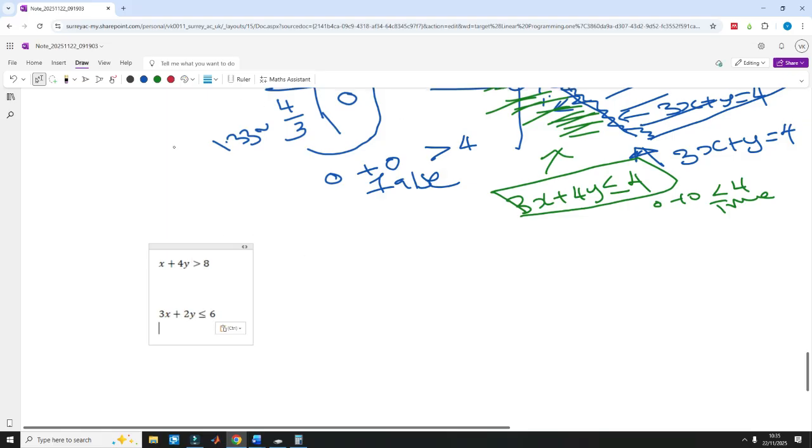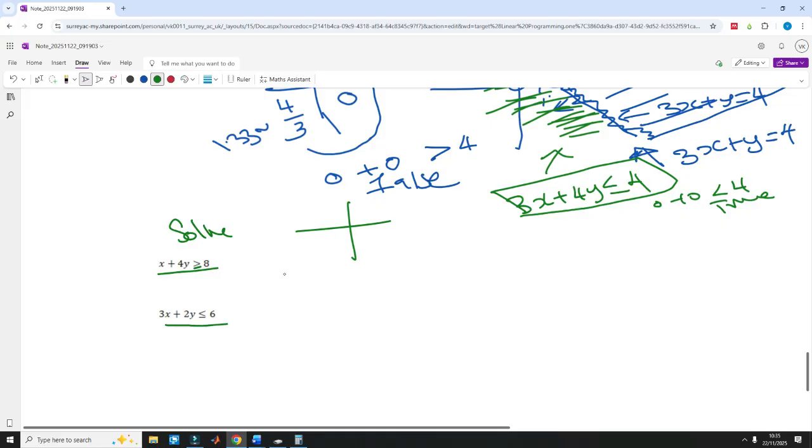So let's say I'm asking you to solve the following inequalities graphically. So how do you solve it? It means you have to find a common region where both of these conditions meet. So you have to find the plane in the xy graph where both of these conditions should meet: x plus 4y should be greater than or equal to 8, and 3x plus 2y should be less than or equal to 6.